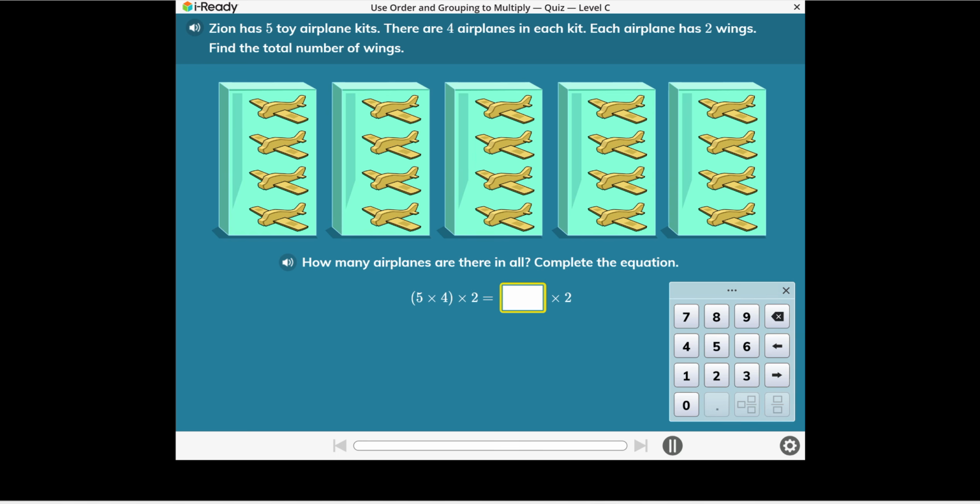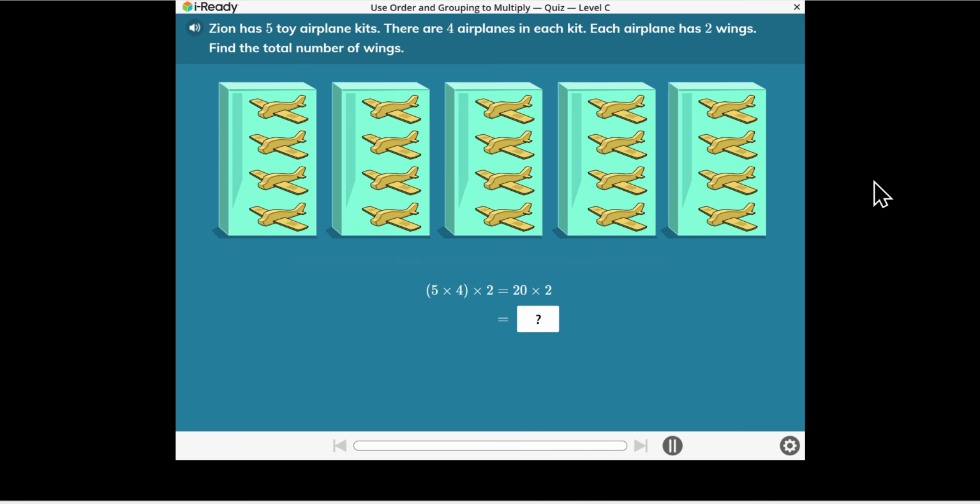This could be a little tricky, not going to lie. We can do a 12, 13, 14, 15, 16, 17, 18, 19, 20. So we all know there is 20. What is the total number of wings? Find the product.